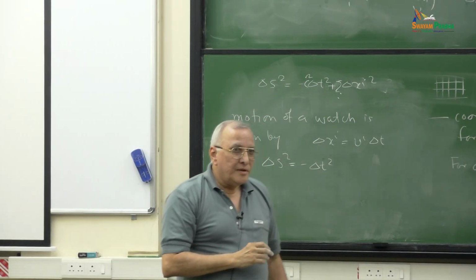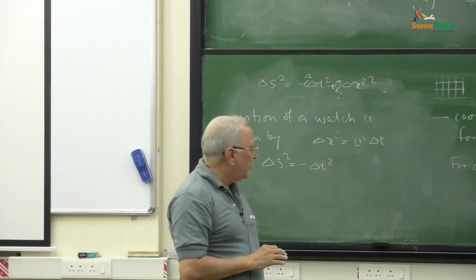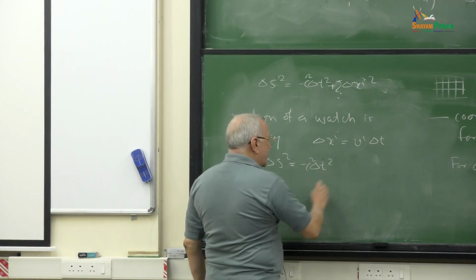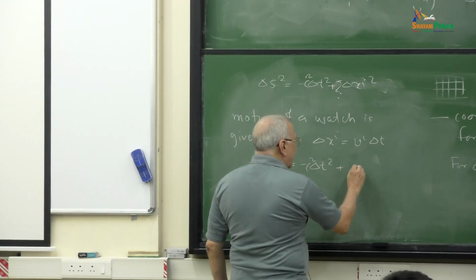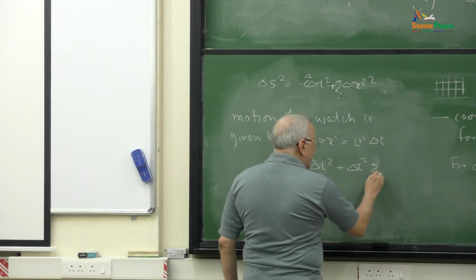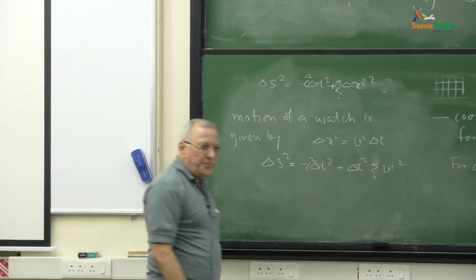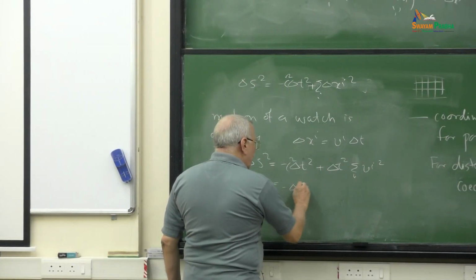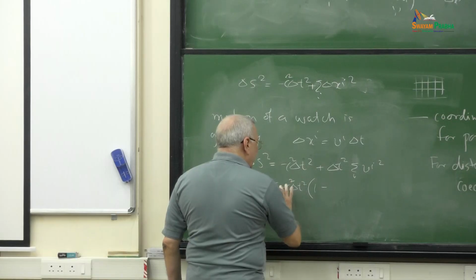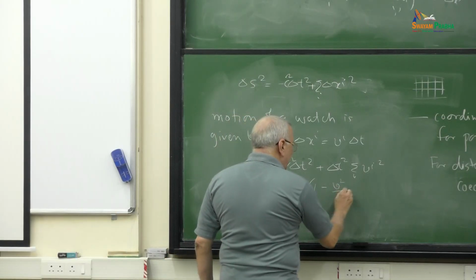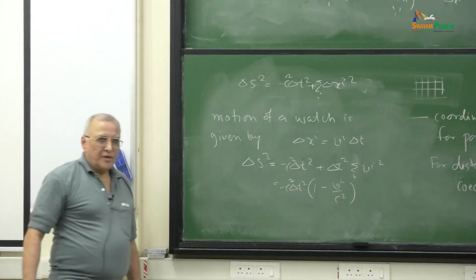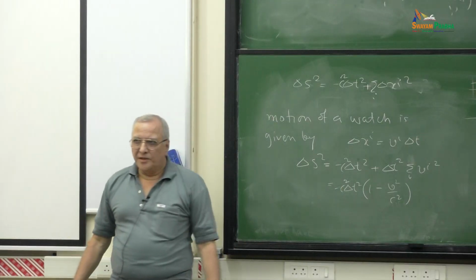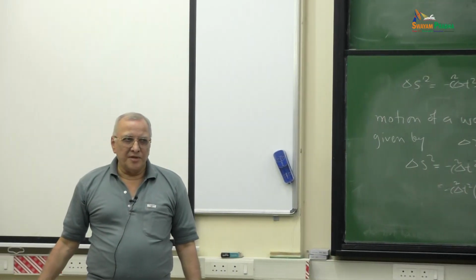plus delta t square times the sum over i of v_i square. So, this is the same as minus c square delta t square times 1 minus v square over c square. v square is the velocity vector squared, so the speed squared. Is this fine?